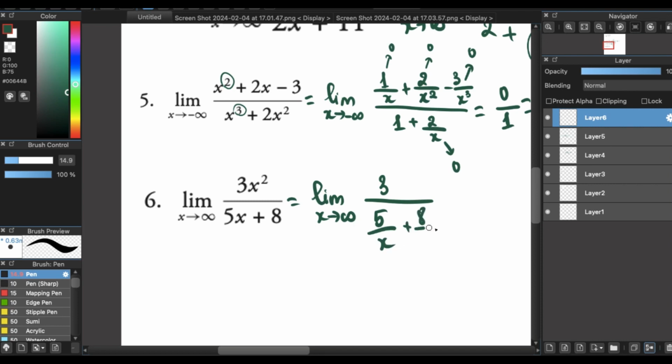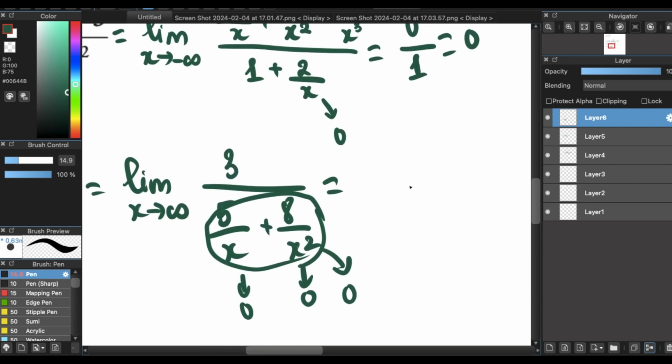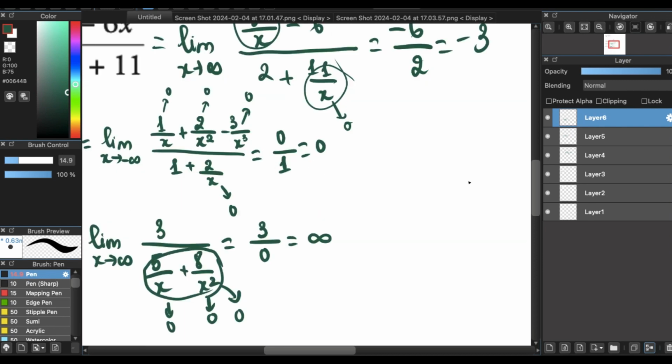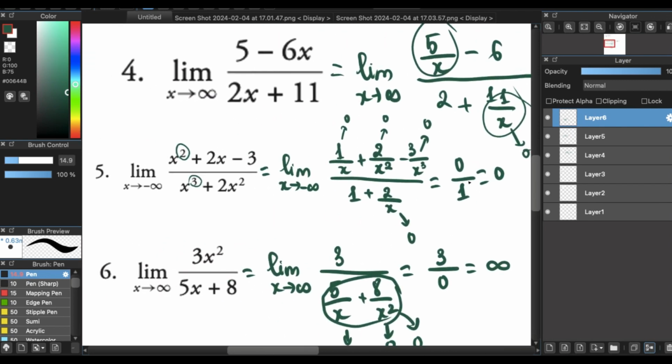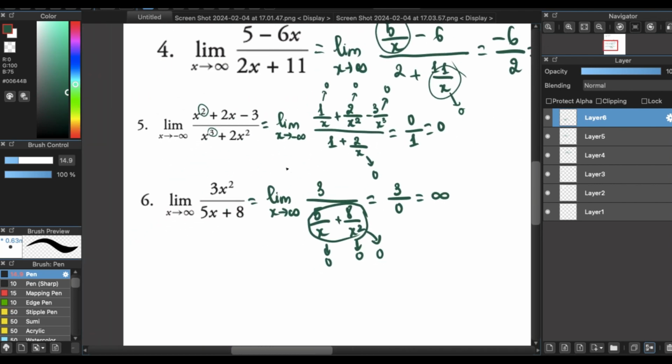3 minus 5/x plus 8/x squared. And you can see this is getting closer to 0, this is getting closer to 0. So our whole denominator is getting closer to 0. So we will obtain the result of 3/0, which is this. You can see the pattern now. For this example, the degree of the denominator is larger, so the value is reaching 0.